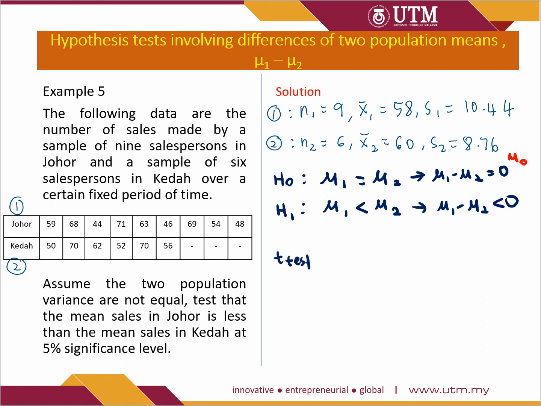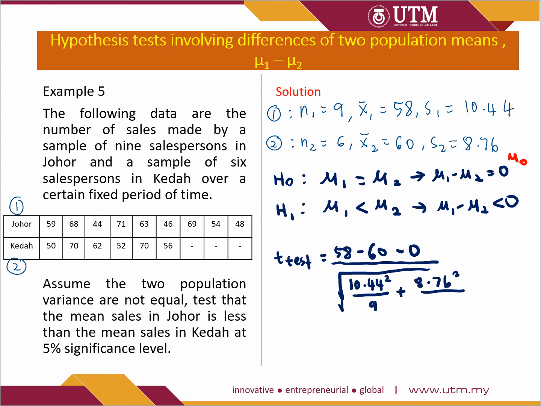Our t-test is equal to x bar 1 minus x bar 2, which is 58 minus 60, minus mu naught, over the square root of the variance from the first population over N1, plus 8.76 squared over 6. And you get negative 0.4. So that is your t-test.